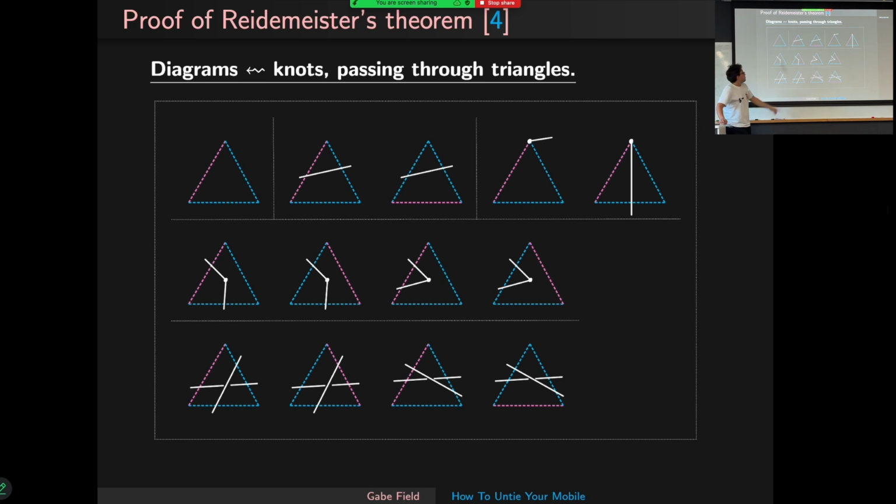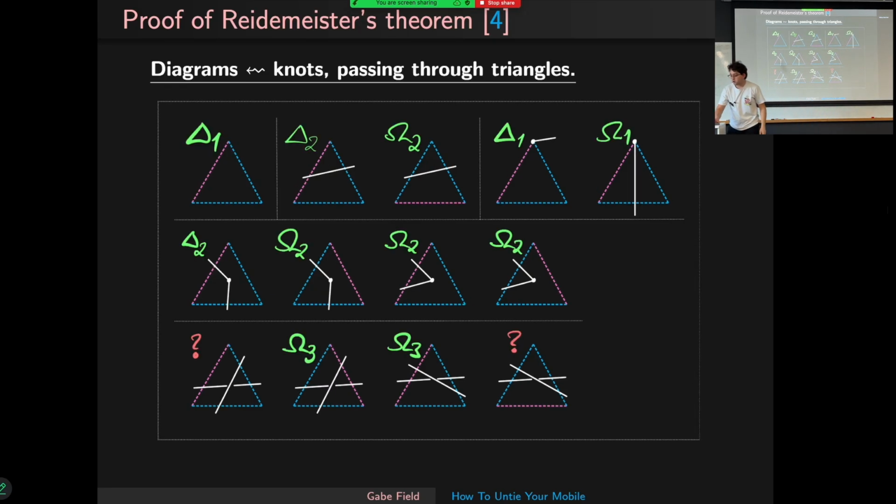Now what's very nice here is that the moves that we want to do on these, most of them are things we've already seen. That's a delta 1 move, nothing special going on. That one's a delta 2 move. That was an omega 2 move because I'm taking this pink and I'm passing it over or under the white. This one is a delta 1. This is the only instance in the proof of an omega 1, and I can keep labeling. A bunch of these are omega 2s, these two are omega 3s, but these two unfortunately are not.